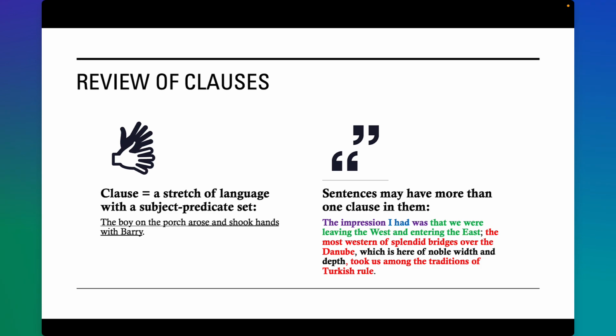For example, the sentence you see here consists of 4 different clauses, each marked in a different color. The impression I had was that we were leaving the West and entering the East. The most western of splendid bridges over the Danube, which is here of noble width and depth, took us among the traditions of the Turkish rule.